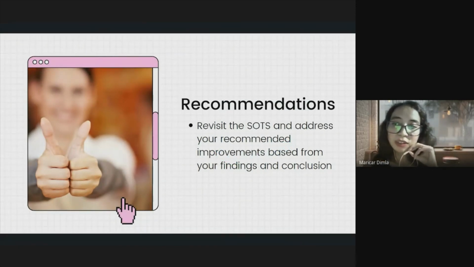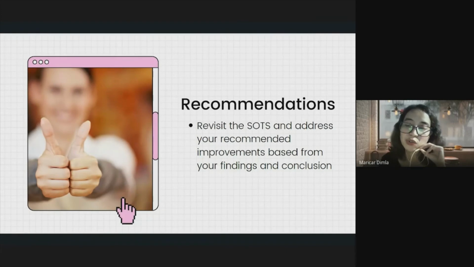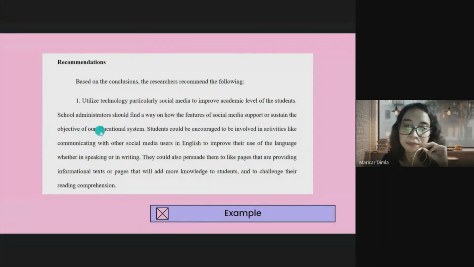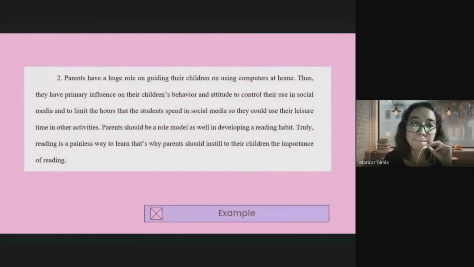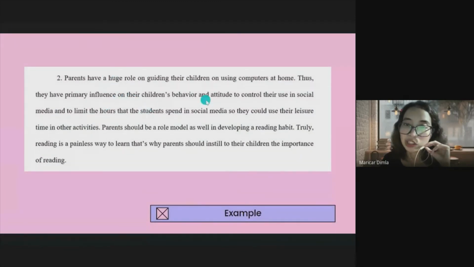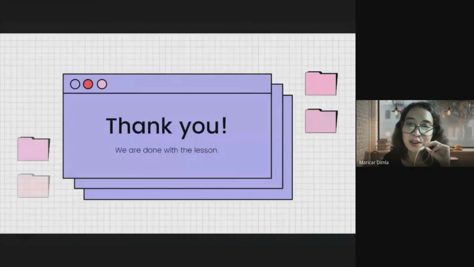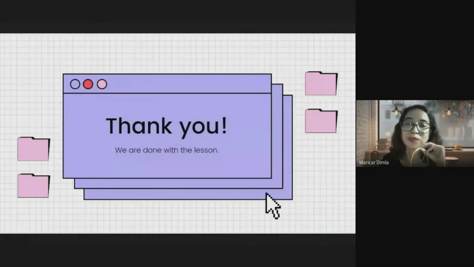So based on your conclusion, on your summary of findings, how are you going to recommend the result with your beneficiaries? So class, let's have an example here. Isa sa mga enlisted, enumerated on their results, the school administrators, parents, plus the children here, and then the lawmakers, and then we're done with the discussion of the chapter 4.